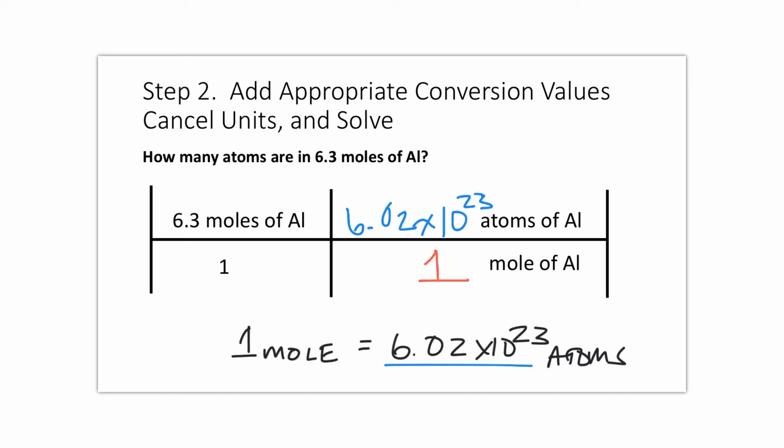All right, now we are in business. Now it's just a math problem. If we do the math here, we get 3.79 times 10 to the 24th atoms. There you have it. 3.79 times 10 to the 24 atoms are in 6.3 moles of aluminum.